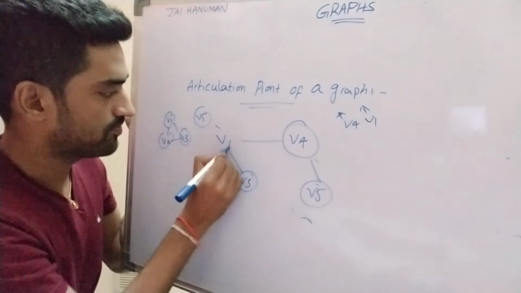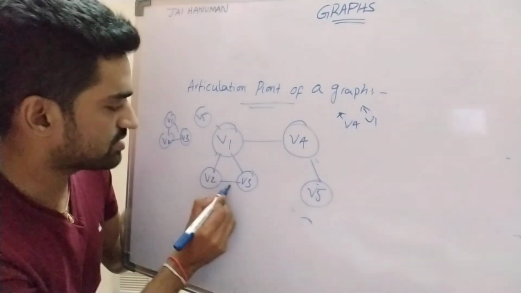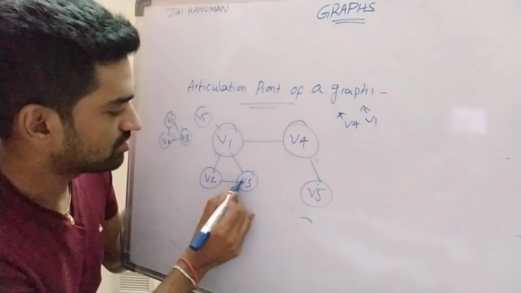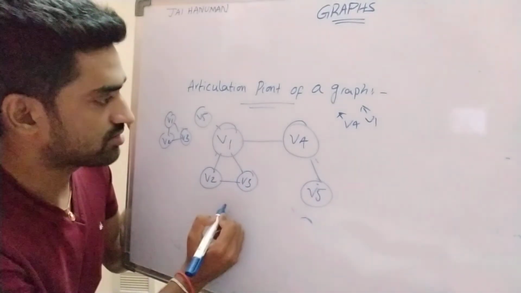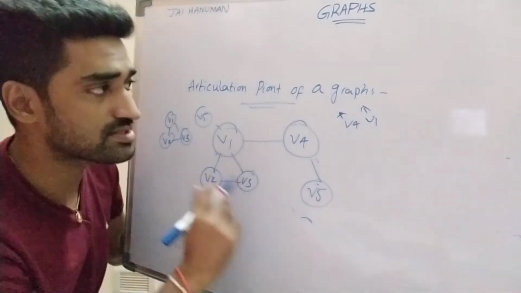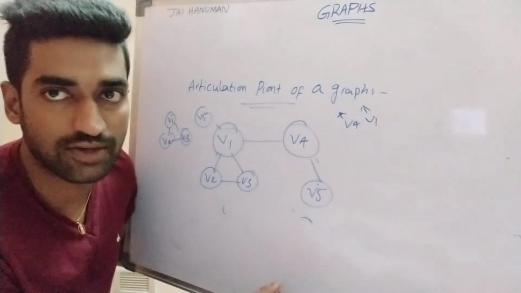Check once more. Suppose V2 is deleted, only one graph component remains. If V3 is deleted, only one graph component. So these are not articulation points for this graph. So this is about Euler graphs, Hamiltonian graphs, and articulation points of a graph.